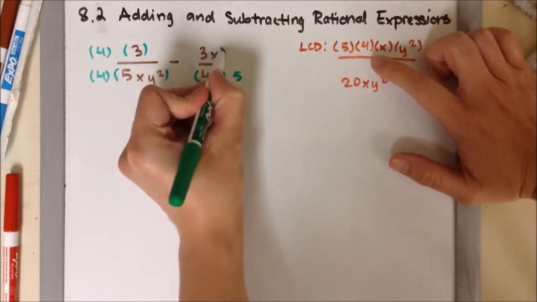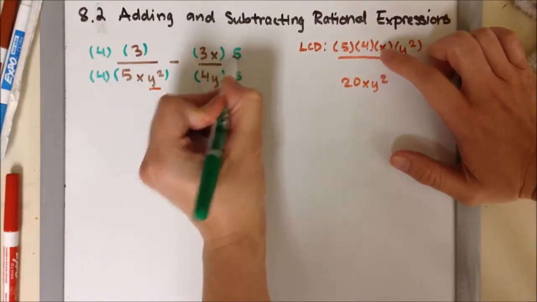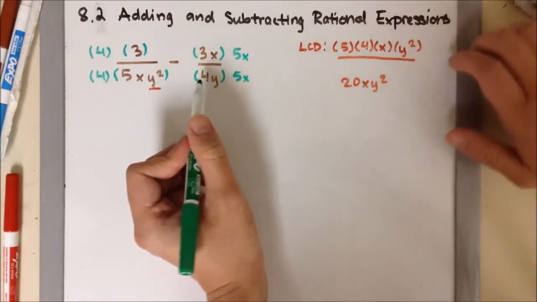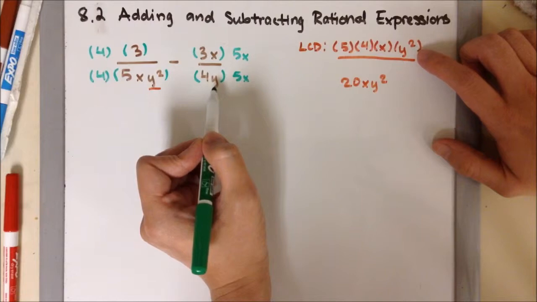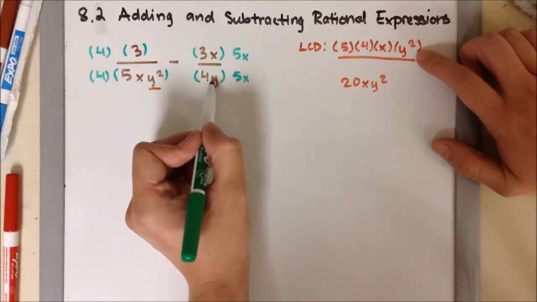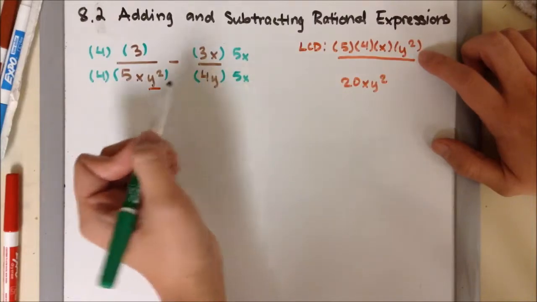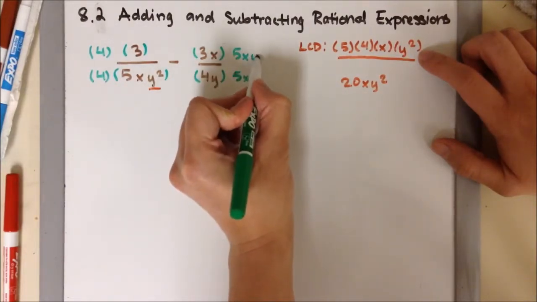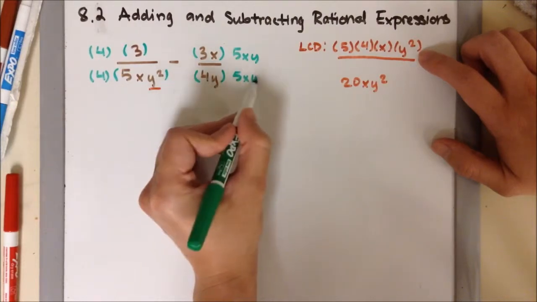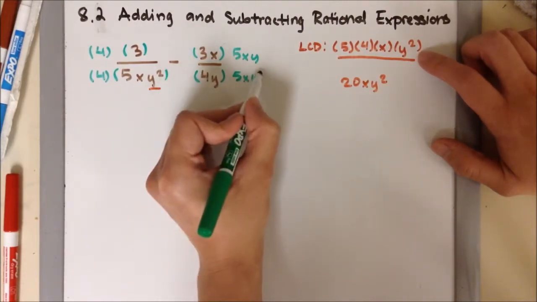Now comparing with the second fraction, it has the 4, so it's missing the 5. So I'm going to multiply the numerator and denominator by 5. In addition, it's missing the x, so I'm going to include the x. Now, this one has a y, while this one is y squared. So, in order for me to change y into y squared, I can simply multiply by another y. So if I multiply y times y, that would become y squared.